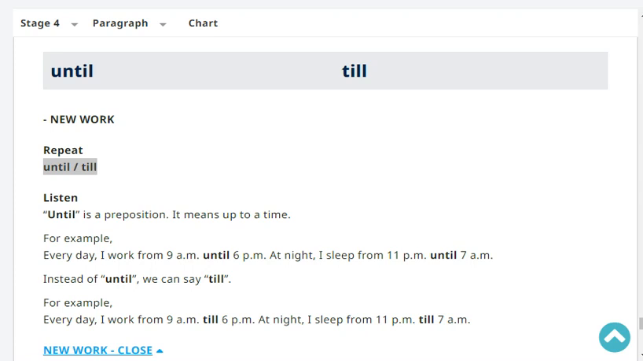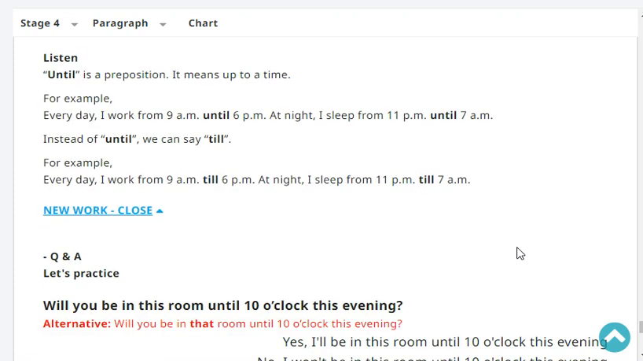Until is a preposition. It means up to a time. For example, every day I work from 9 a.m. until 6 p.m. At night, I sleep from 11 p.m. until 7 a.m. Instead of saying until, we can say till. Until, till. For example, every day I work from 9 a.m. till 6 p.m. At night, I sleep from 11 p.m. till 7 a.m. Let's practice.